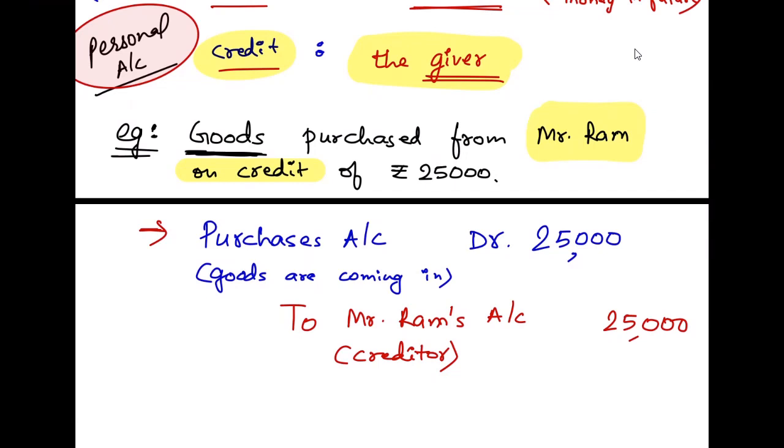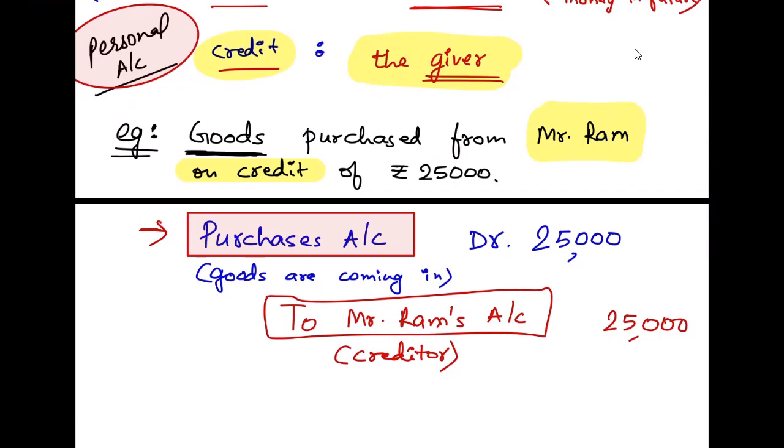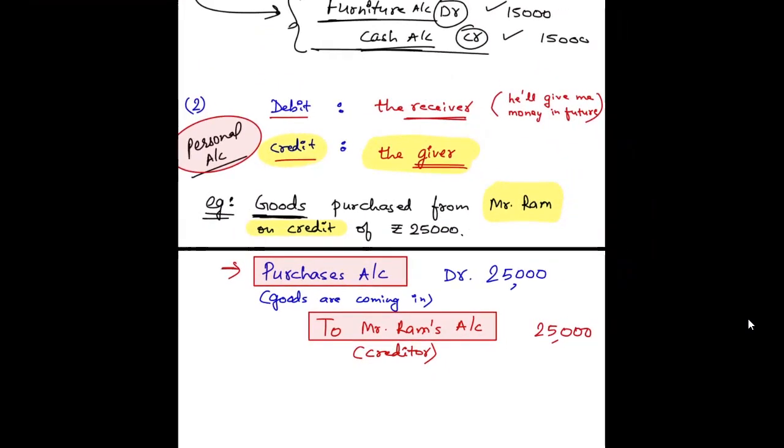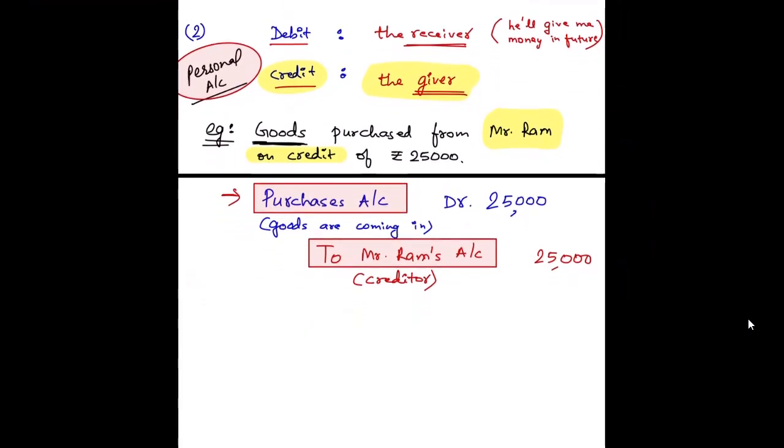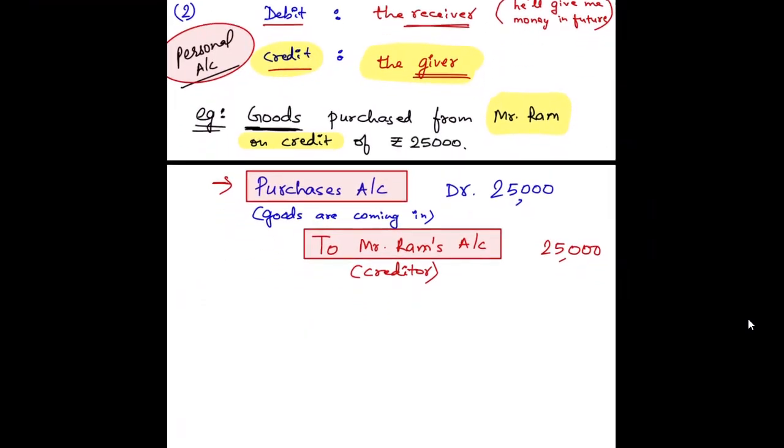Okay. So the goods have been purchased. For that, we have debited the purchases account and we have credited Mr. Ram's account. Very good. Moving on. So this is the second rule. Let's do one more example for the personal account.